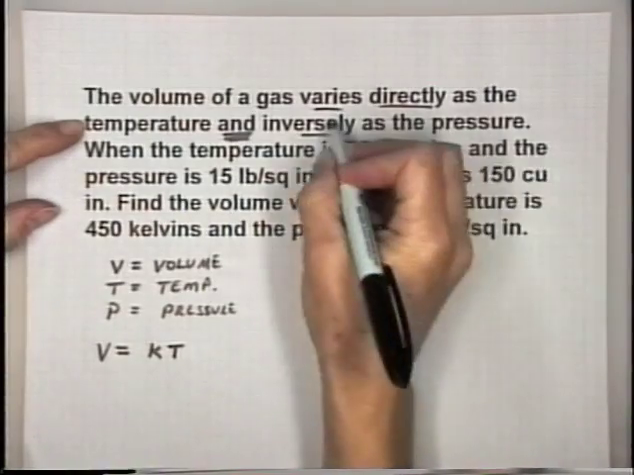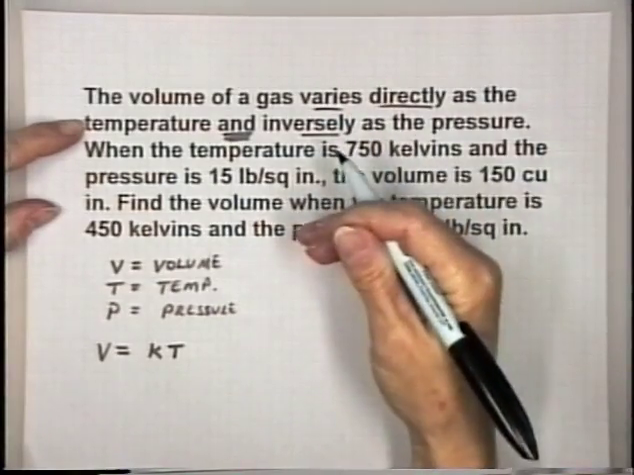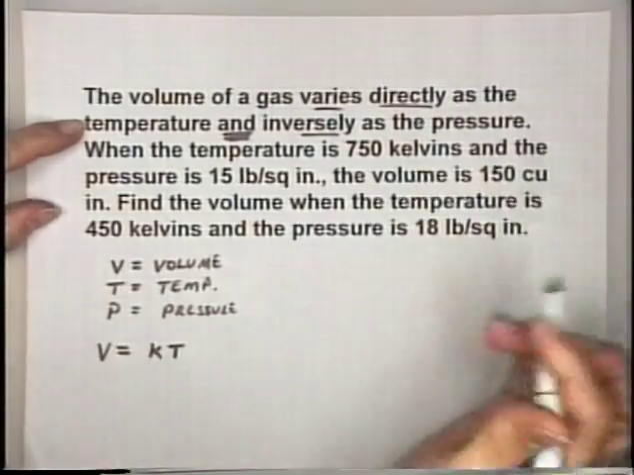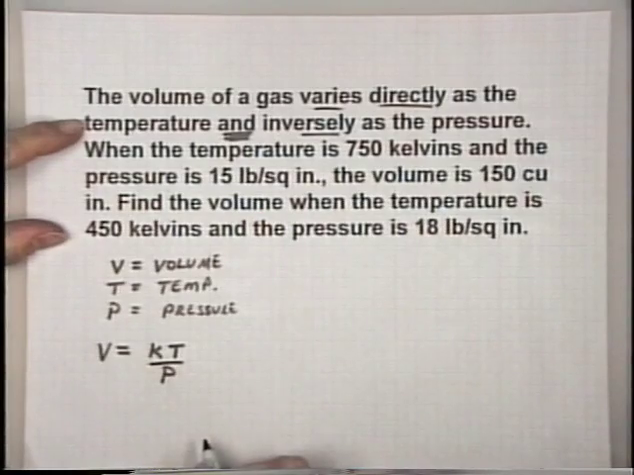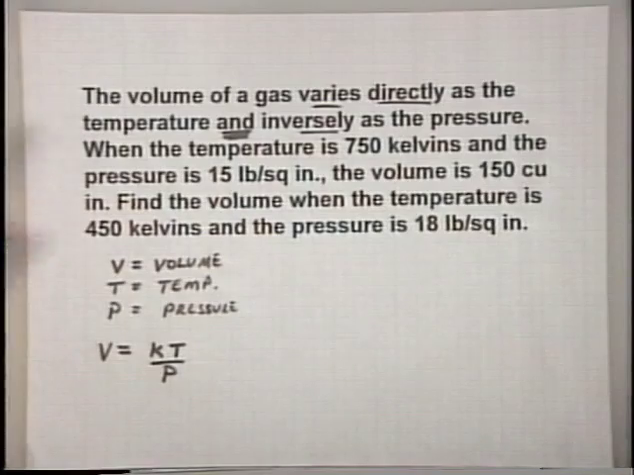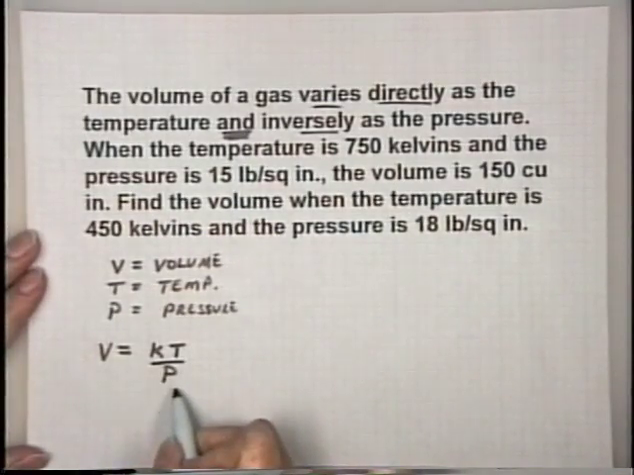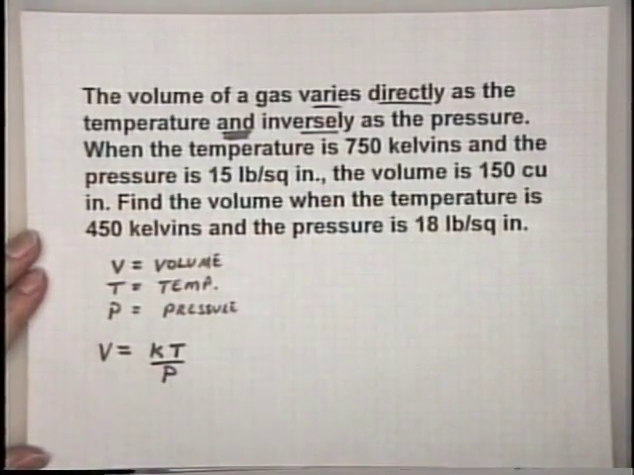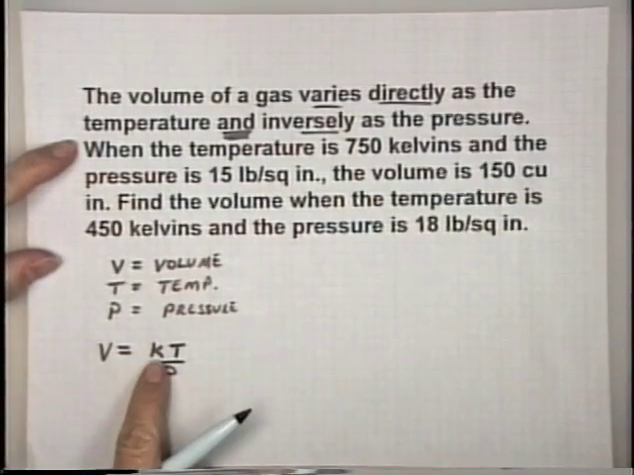Inversely as pressure means that the pressure is going to go where? In the denominator. Remember, with an inverse variation, what you were varying inversely with respect to went to the denominator. So I'm going to put this over the P. Remember, with a joint variation, we only needed one constant of variation. So here, our volume is varying jointly as temperature and pressure, but it's directly to temperature and inversely, so over pressure.